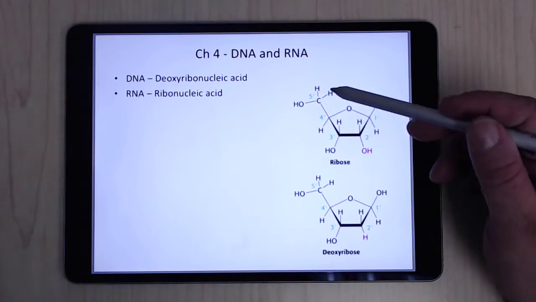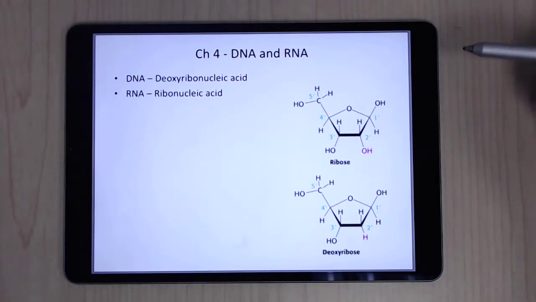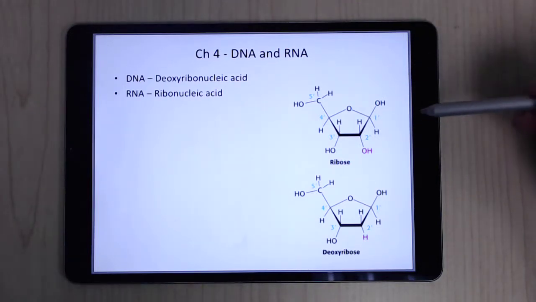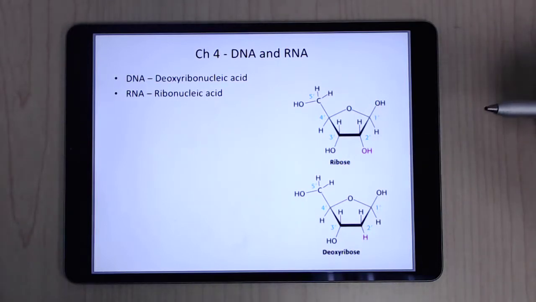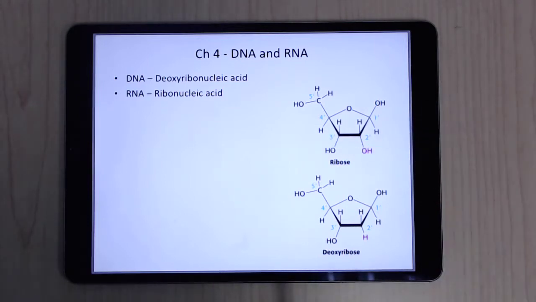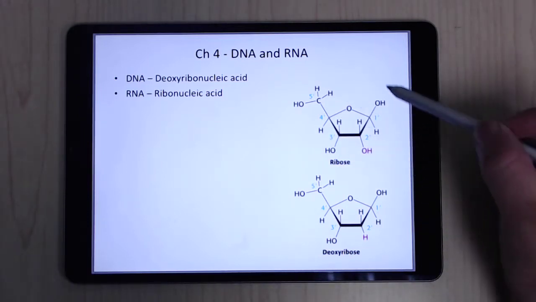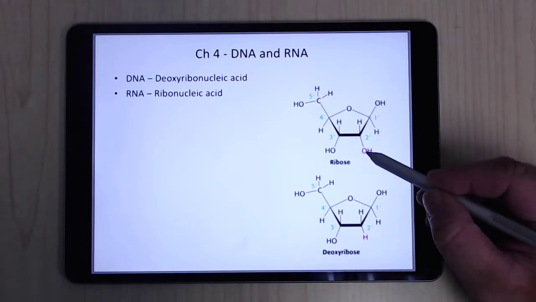Now, why is there a prime? Well, because there's another numbering set for the bases, which we'll talk about in a bit. That has its own set of numbers, and so to let you know whether we're talking about the base versus the sugar, they put the prime in there. So this is regular ribose, and the deoxy form is literally just missing that oxygen there.